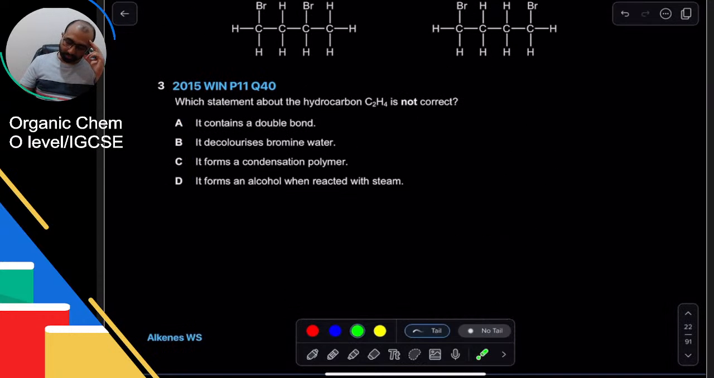Which statement about hydrocarbon C2H4 is not correct? Again, C2H4 is ethene, it has a double bond, it undergoes combustion, all of that, but it also does addition reactions. Okay.